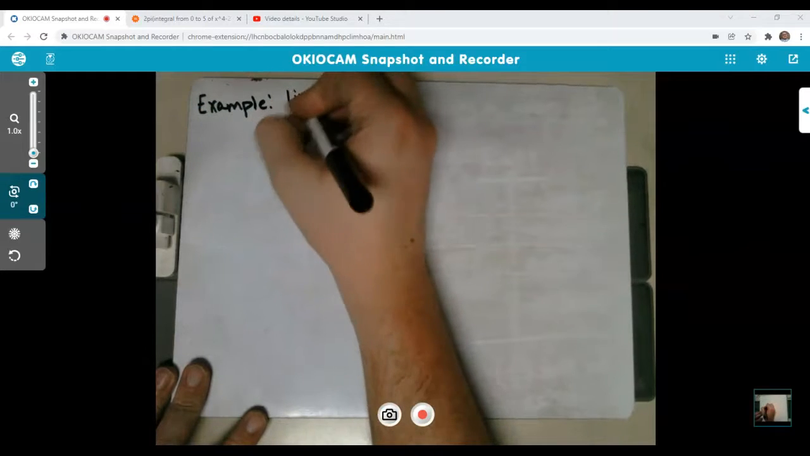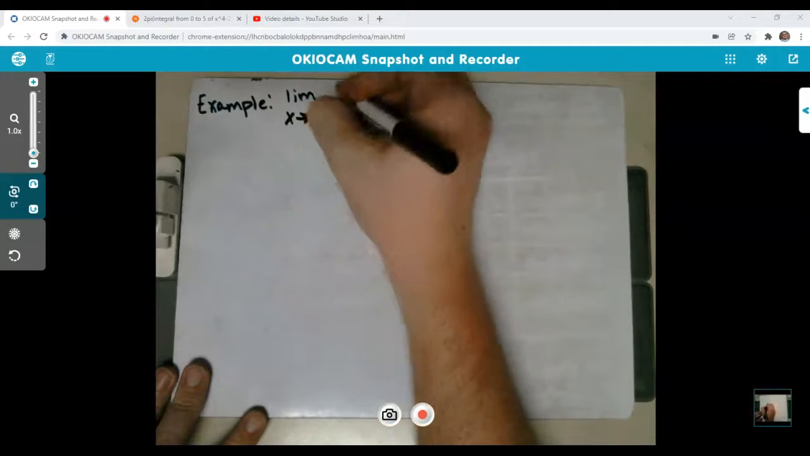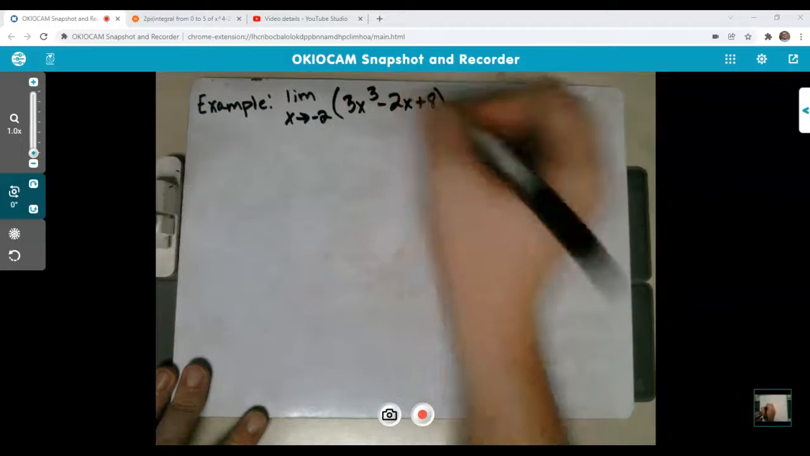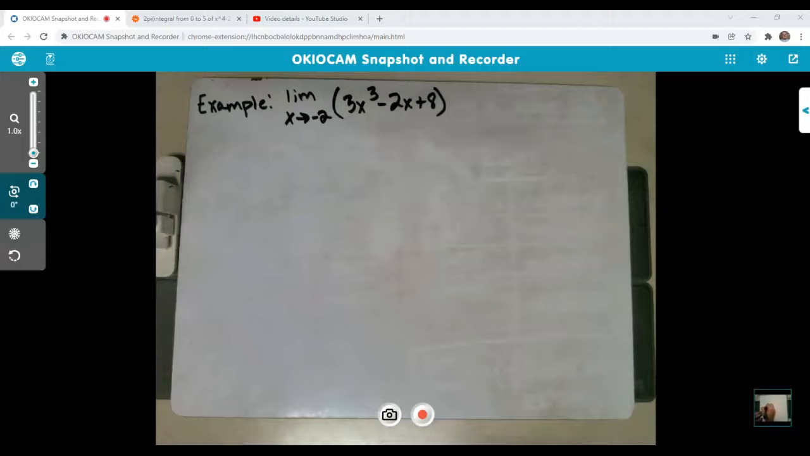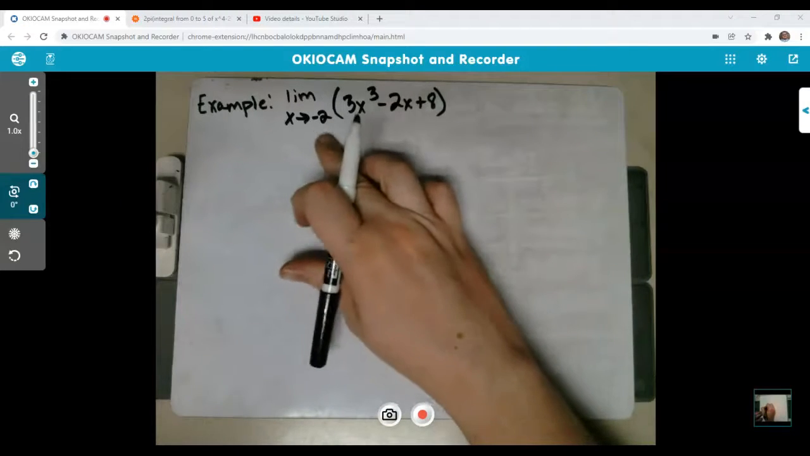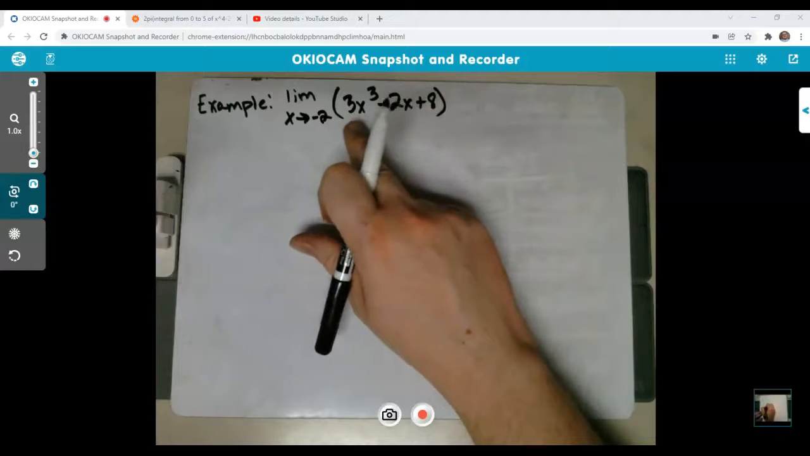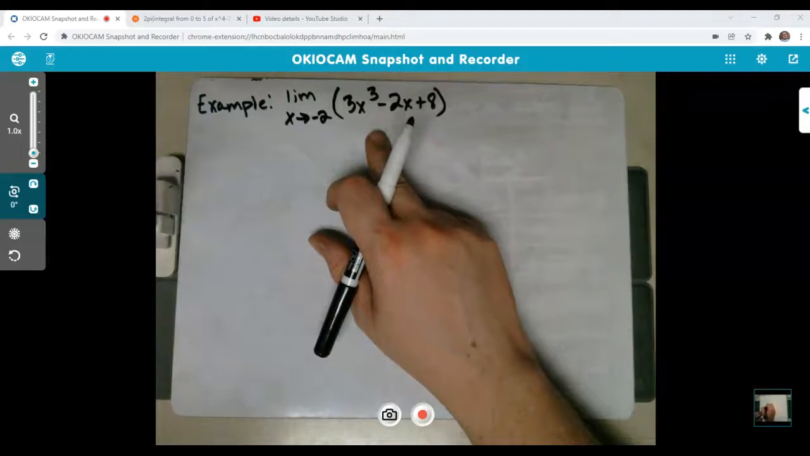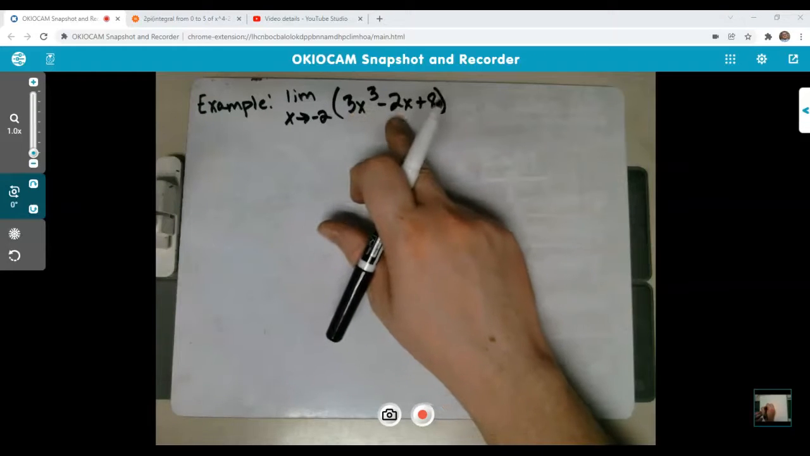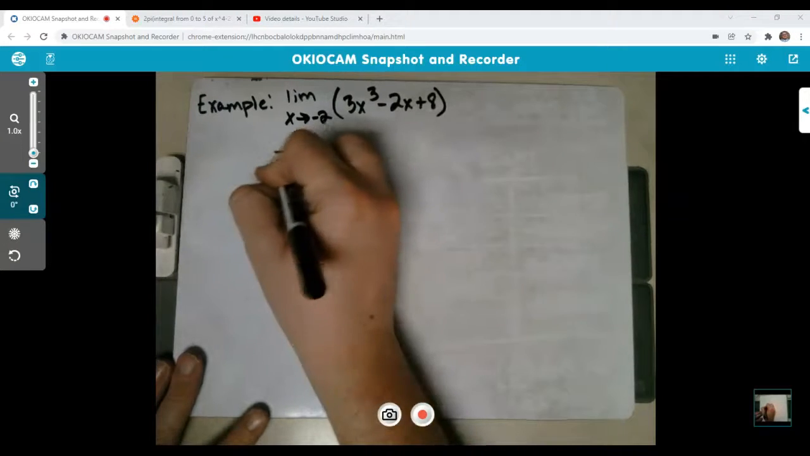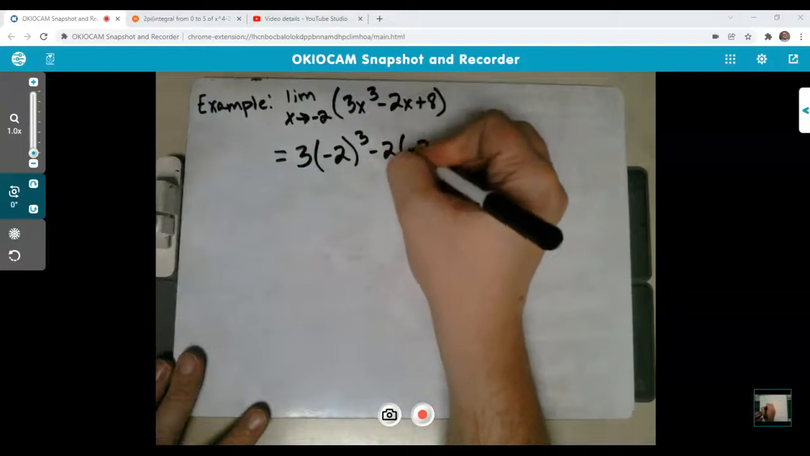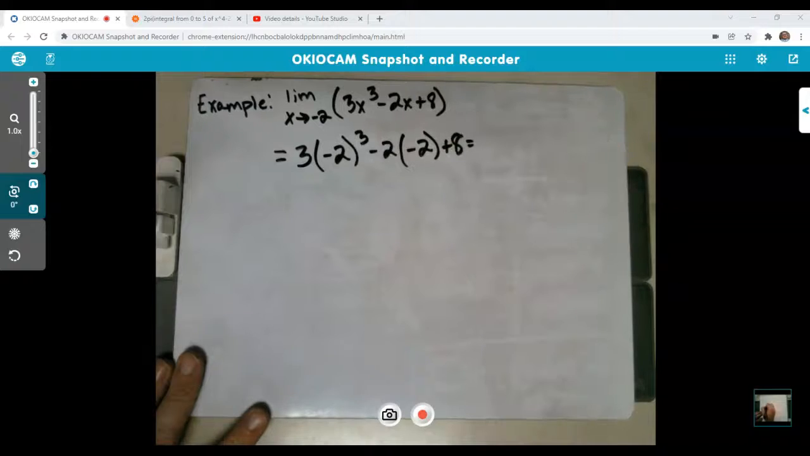Let's do the limit as x approaches -2 of 3x cubed minus 2x plus 8. The first thing I want to see is whether this is defined at the point I want. Since there are no domain restrictions here, I can plug in any value of x that I want. So let's just plug it in: 3 times -2 cubed minus 2 times -2 plus 8.